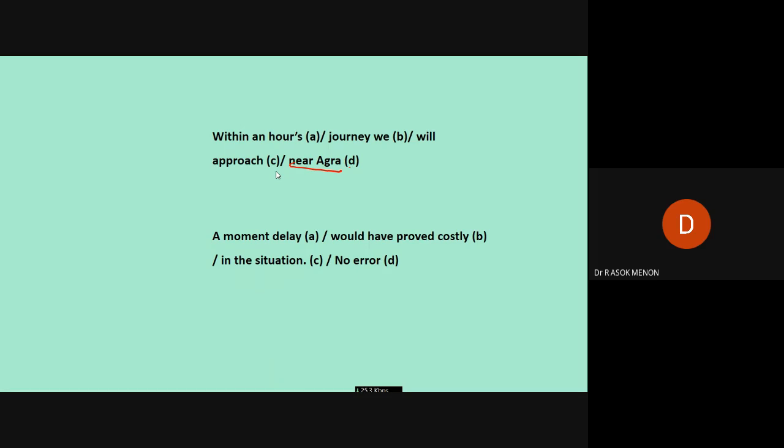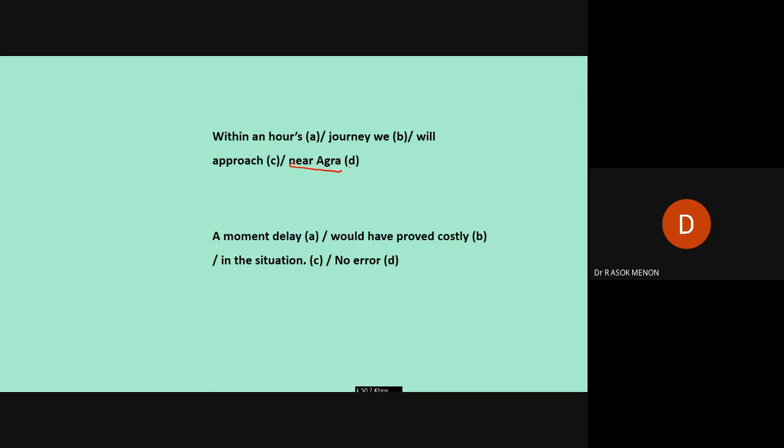Now, a moment delay would have proved costly in the situation. A is correct. How can you get it corrected? Pravalika says it is C. No, C is absolutely right. Then your choice A is correct. If at all you know how to get it corrected, please tell me. A moment delay can be corrected as what? Gunda Bhattina Anita has said it correctly: a moment of delay.